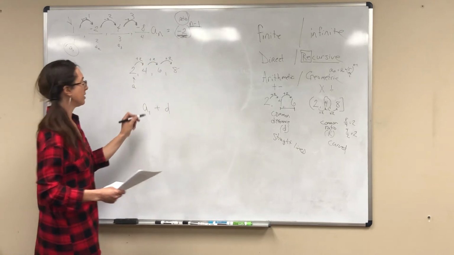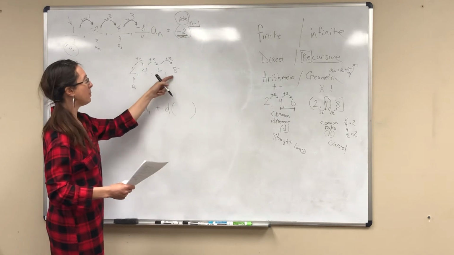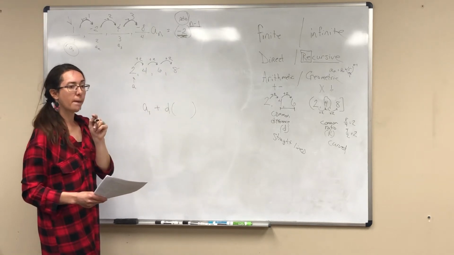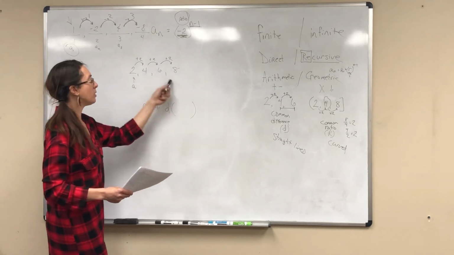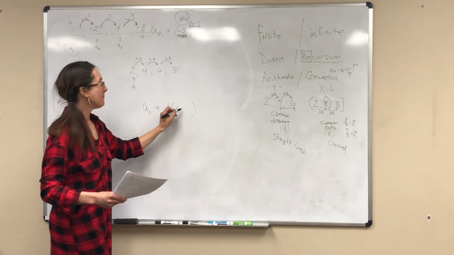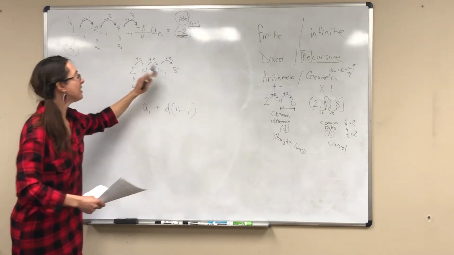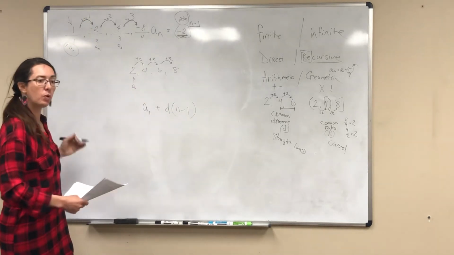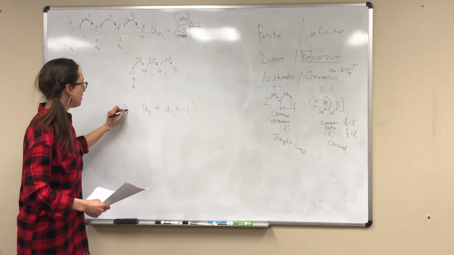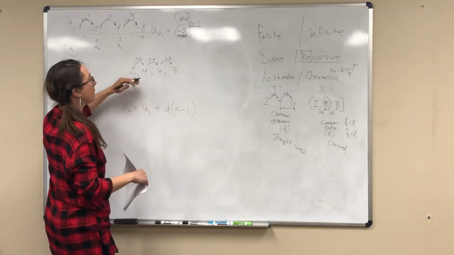3 for this one, but generically, what will it always be? The number of terms minus 1. Good job, Nathan. It will always be the number of terms minus 1.